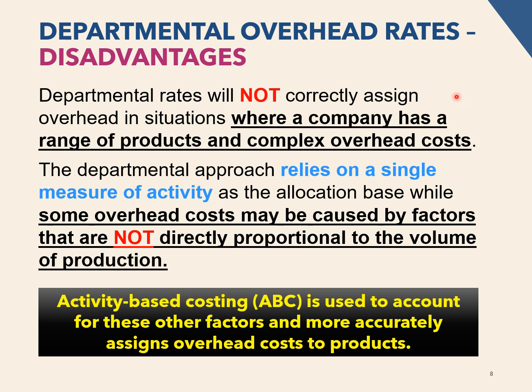Departmental rates will not correctly assign overhead in situations where a company has a range of products and complex overhead costs. The departmental approach relies on a single measure of activity as the allocation base, while some overhead costs may be caused by factors that are not directly proportional to the volume of production. To solve these problems, activity-based costing is used to account for these other factors and more accurately assigns overhead costs to products.